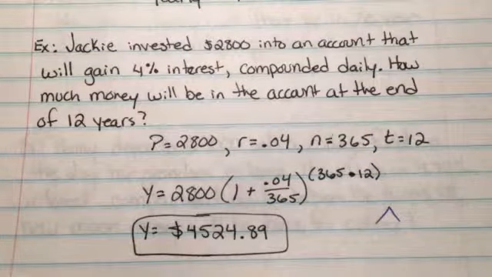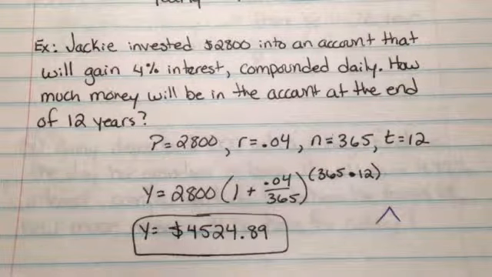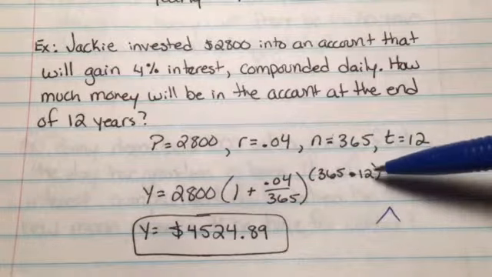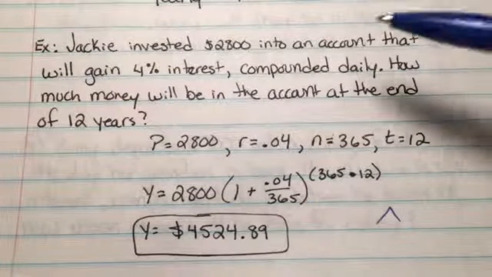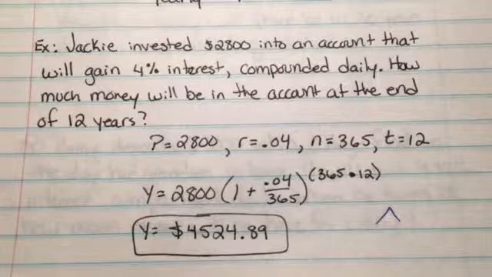If you don't put that in parentheses, the calculator thinks that you're only going to be raising it to the power of 365, and then it will multiply everything by the 12. You got to put all of this in parentheses, okay? When you punch all that in, you should get this answer of $4,524.89, or 89 cents.